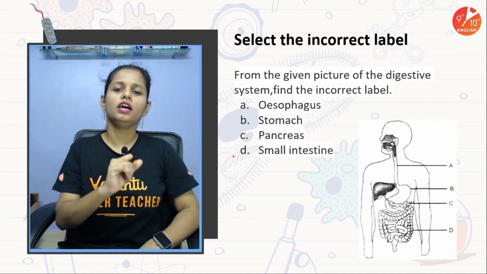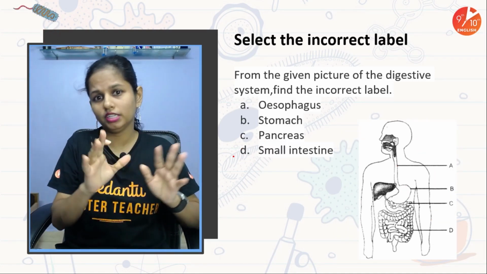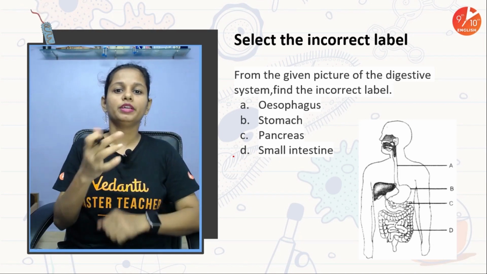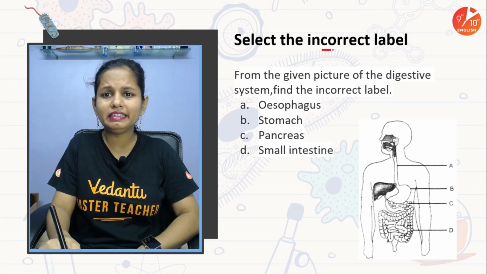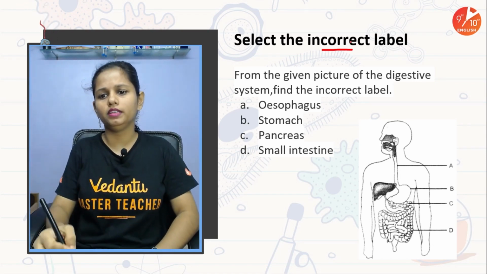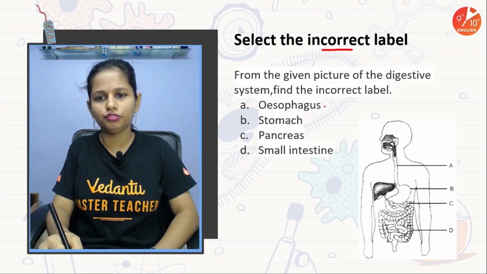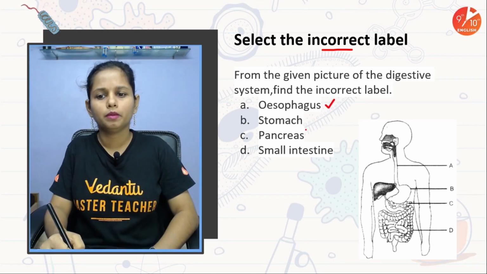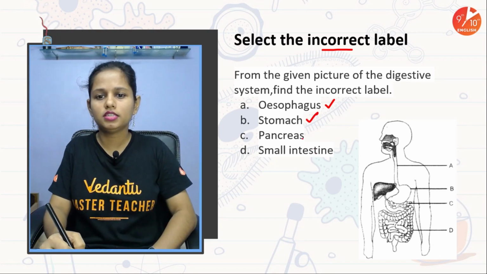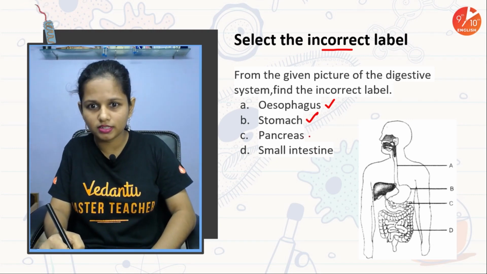Yeah. So now direct question, they can ask you to identify a given part, or they might ask you to select the incorrect label, pick up the incorrectly labeled part. For example, they are saying A is esophagus, is it right? Yes, it's right. B is stomach or maybe gastric gland, yes, that's also correct. Okay, C is pancreas, is that correct?